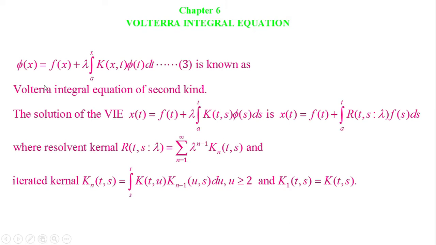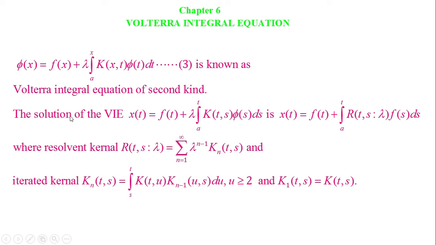Dear audience, already we have known that phi of x is equal to f of x plus lambda integration over a to x k of x t phi of t dt is known as the Volterra integral equation of second kind. And this equation can also be written as x of t equals f of t plus lambda integration over a to t k of t s phi of s ds. Here I substitute phi of x by x of t, and f of x by f of t. That means here the variable is t and a is the constant, and the function was phi, but here the function is x.